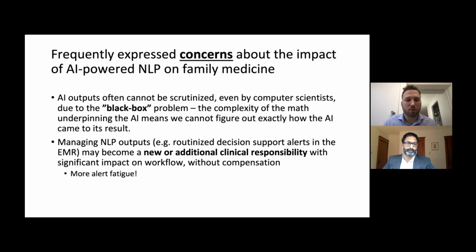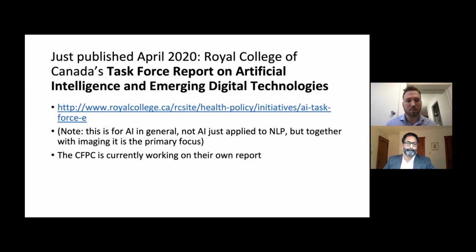Other concerns, which I won't go into too much detail today: we talked about the black box problem. The algorithms can be so complex that it's very hard to understand how the AI arrived at its result. And another one is, if we're going to be getting all these suggestions, recommendations, and workflow management options, this may become a new or additional clinical responsibility. That's going to significantly impact our workflow, and we've got to understand how. We've got to make sure that it has no negative, detrimental effect on our workflow, so avoiding more alert fatigue, because that's just not going to help us or the patients.